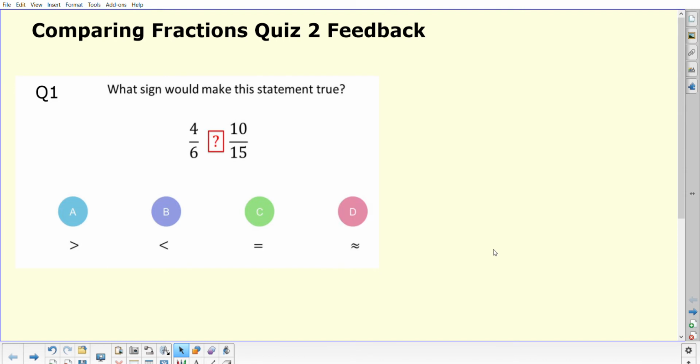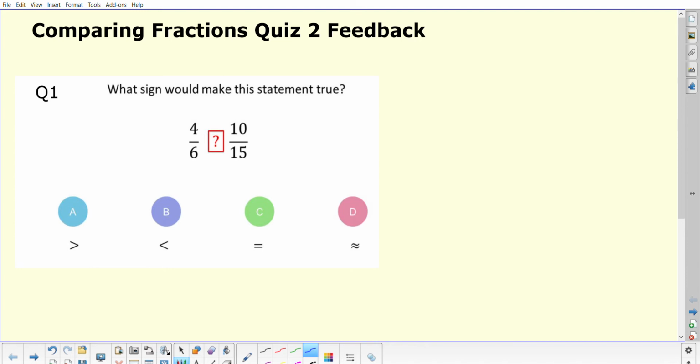So we're going to look at how we can compare fractions when we don't have a number line. So this second quiz involved you in using your knowledge of equivalent fractions to help you do that. So this first question, what sign would make this statement true between the 4/6 and the 10/15?